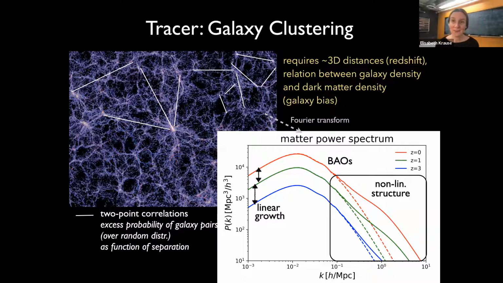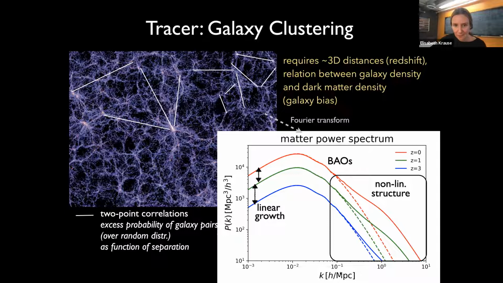So our most standard measurement then is the two-point correlation function, which measures the excess probability of finding galaxy pairs as a function of separation. And if we know distances to galaxies and assume a relation between galaxy density and dark matter density, that is galaxy bias, then this galaxy two-point correlation function is nicely related to the matter power spectrum, a quantity we can then easily connect to theorists.